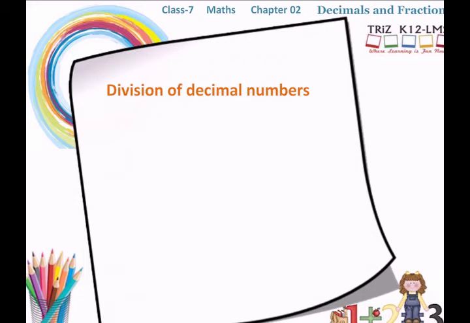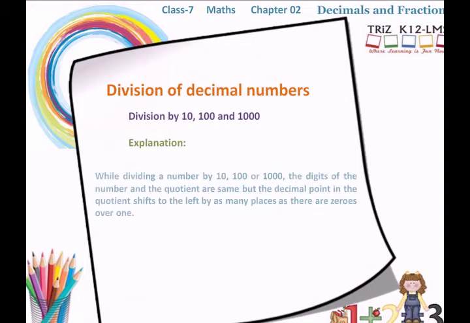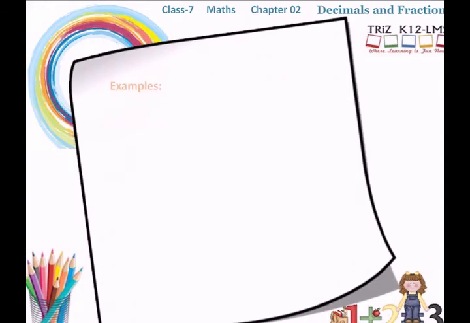Division of decimal numbers. Division by 10, 100 and 1000. Explanation: while dividing a number by 10, 100 or 1000, the digits of the number and the quotient are the same, but the decimal point in the quotient shifts to the left by as many places as there are zeros over 1. Examples: 3.02 divided by 10 is equal to 0.302.